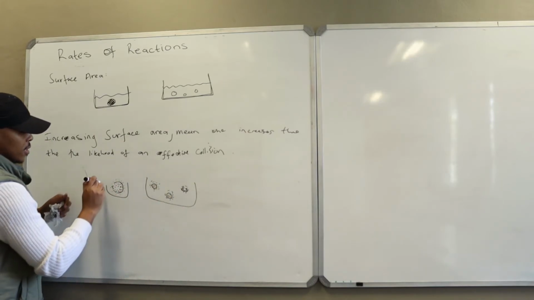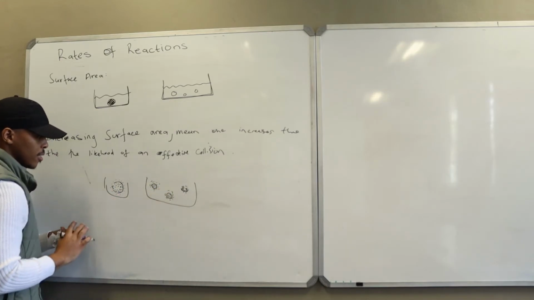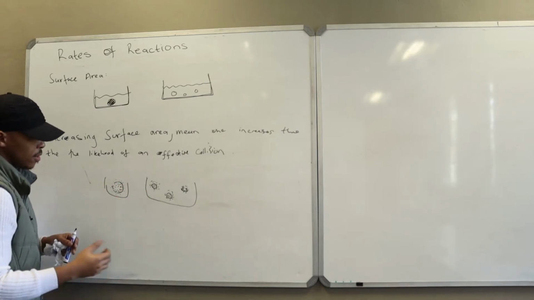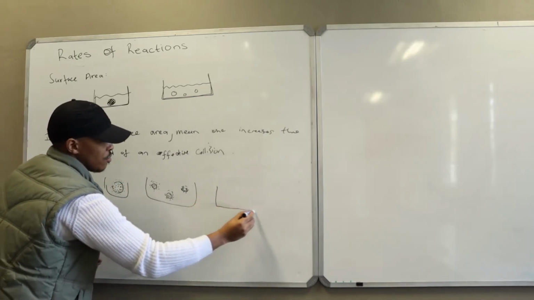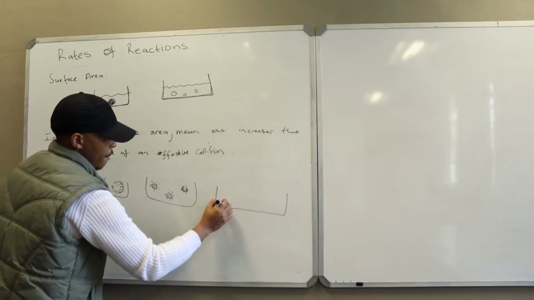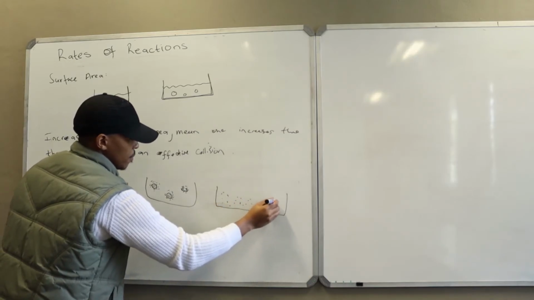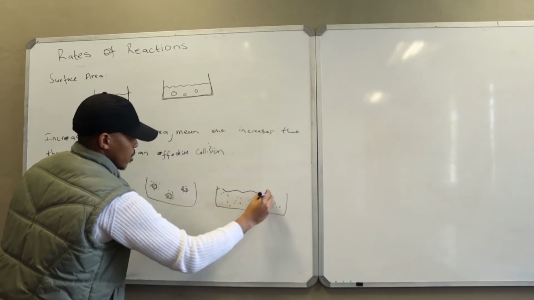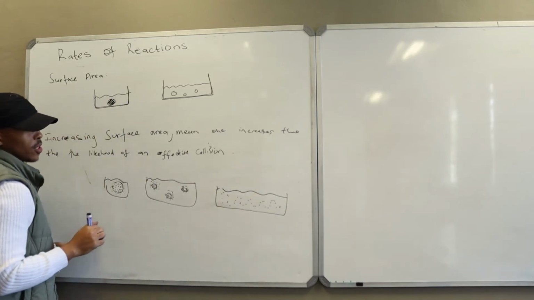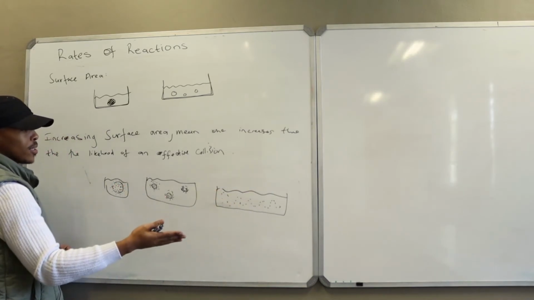Now remember, this here, we're not increasing the size of the solid, right? We're just taking the solid and we're breaking it up to smaller pieces, right? And if we continue to further break it down into even smaller pieces, now let's say this is the same solid, this is the solution. Now, this solid is almost a powder.